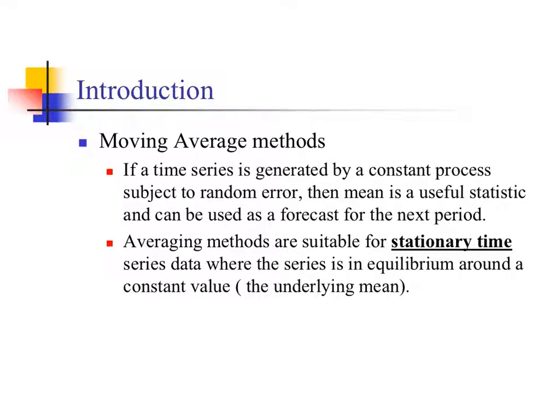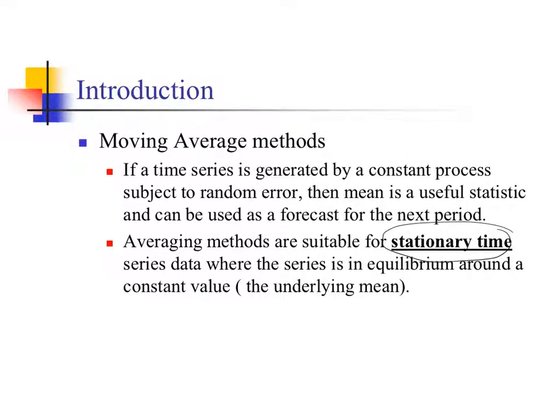Let's start with moving average methods. If a time series is generated by a constant process subject to random error, then mean is a useful statistic and can be used as a forecast for the next period. Averaging methods are suitable for stationary time series data.